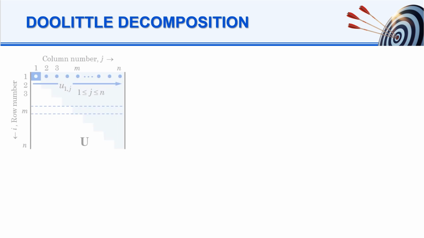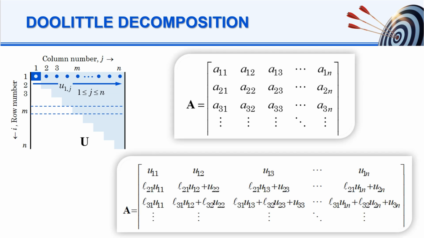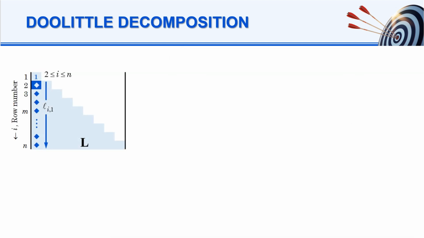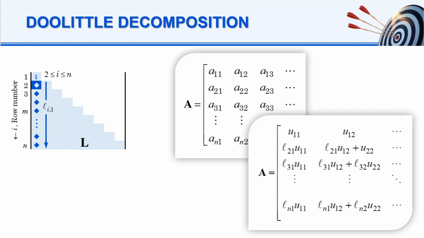Comparing and matching the first rows of A and LU, we observe that the first row of matrix U should be set to that of the first row of matrix A. That is, U1j's are set to A1j's for j equals 1 to n. This process gives the first row of matrix U. Next, we set L11 to 1. Comparing and matching the first columns of A and LU, we obtain the first column of L for i equals 2 to n as follows.